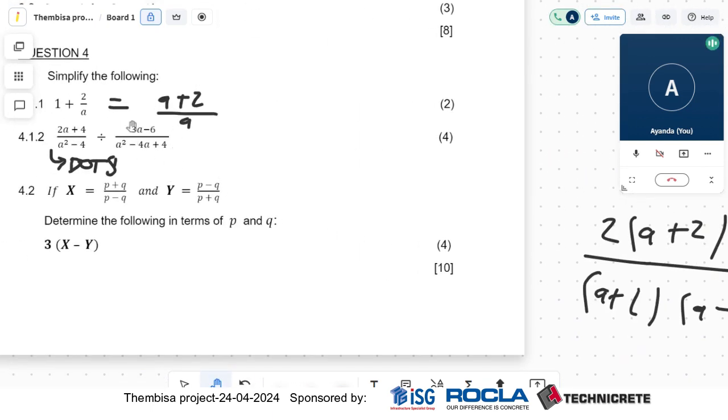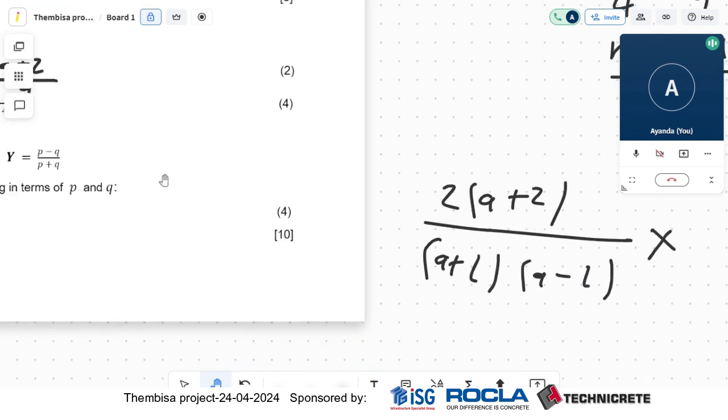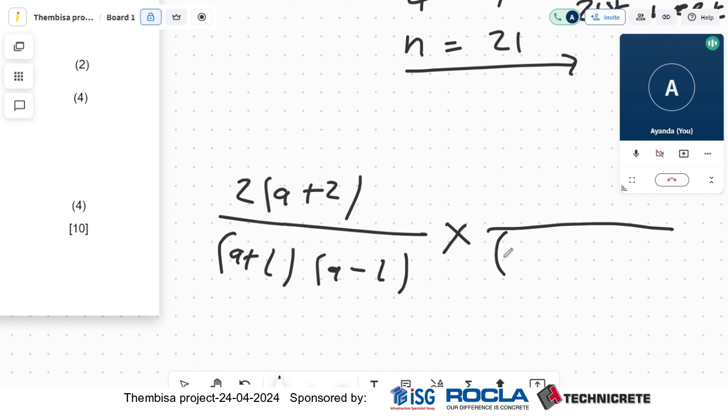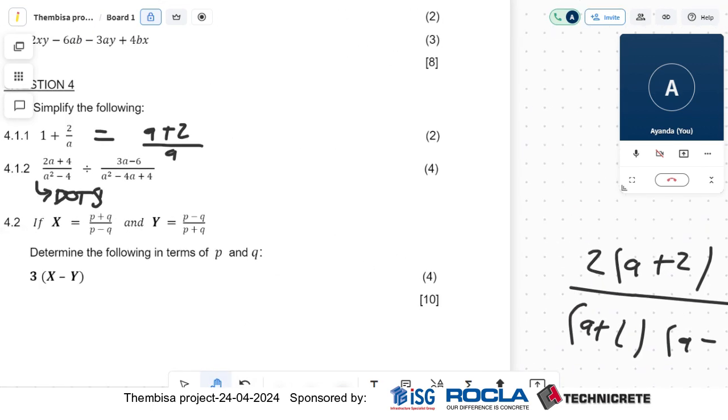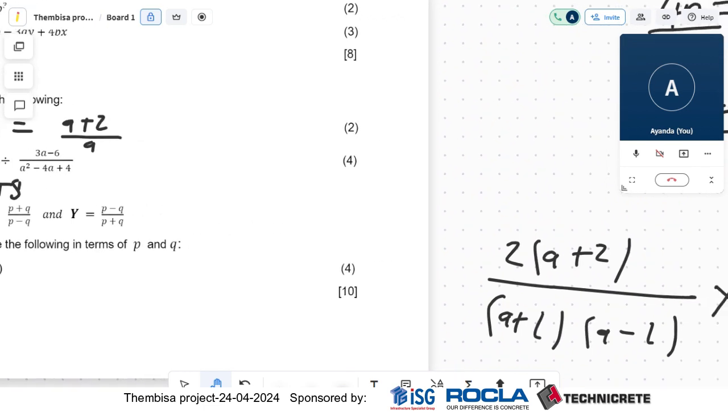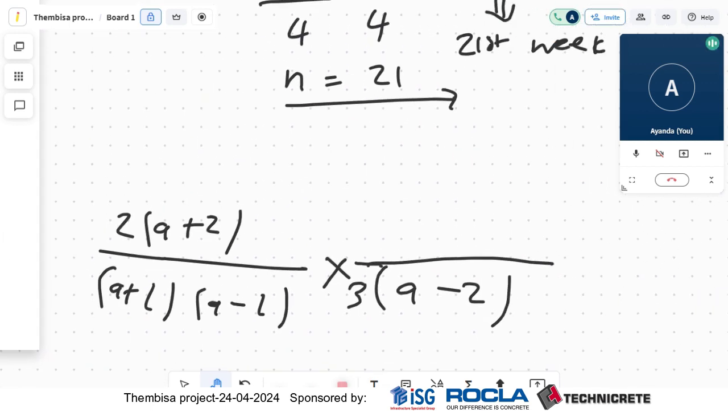So our numerator here is 3a − 6. So this is going to go to the bottom as 3 times (a − 2), if we take out a common factor of 3. And a² − 4a + 4 can be factorized as (a − 2) times (a − 2).